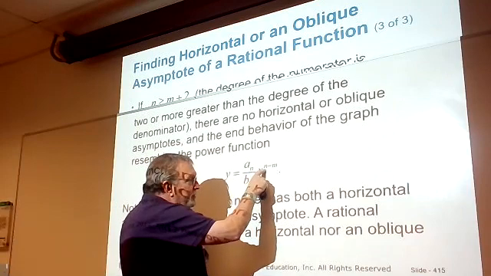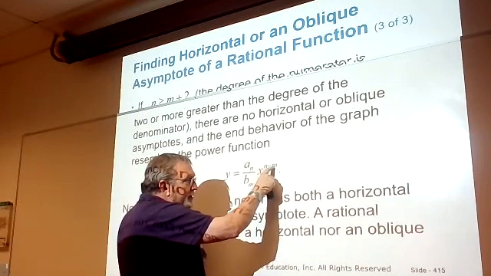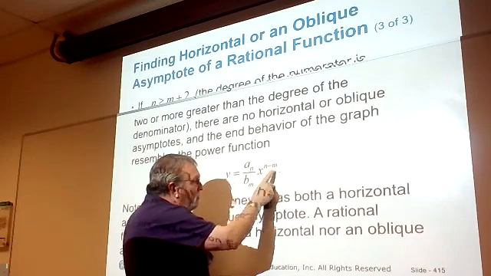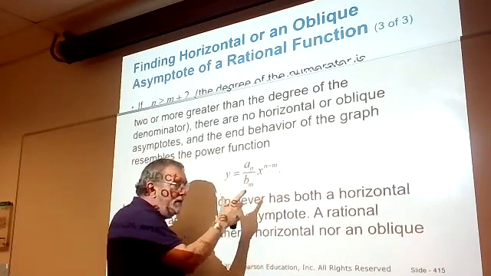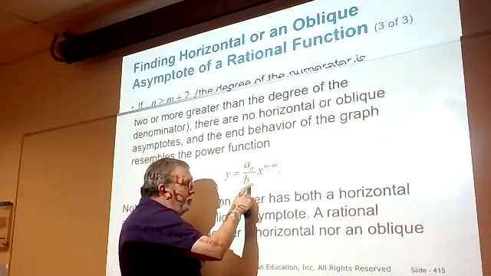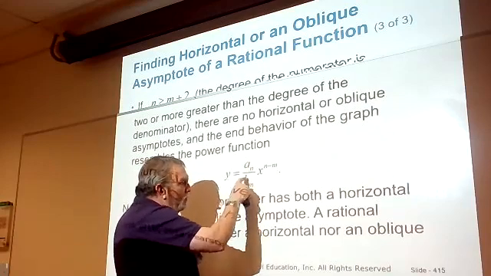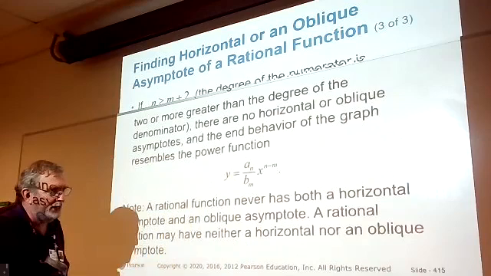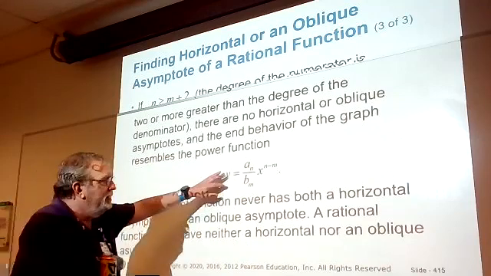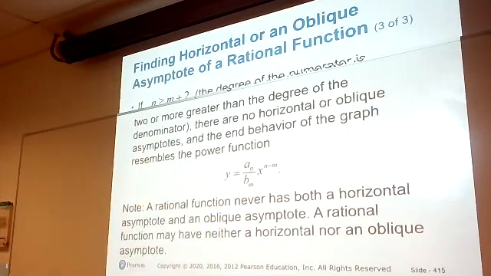So if this is 3 and this is 1, or if this is 17 and this is 15, the end behaviors will be like x squared. If the leading coefficients are both positive, or both negative, then both ends are going up. But if one of them is negative and the other is positive, then both ends are going to be going down.